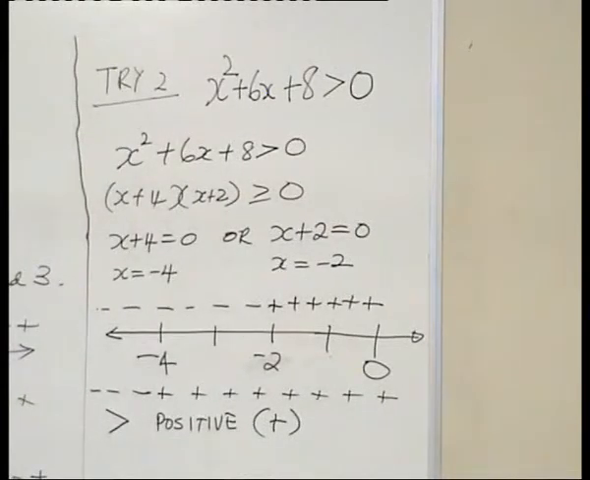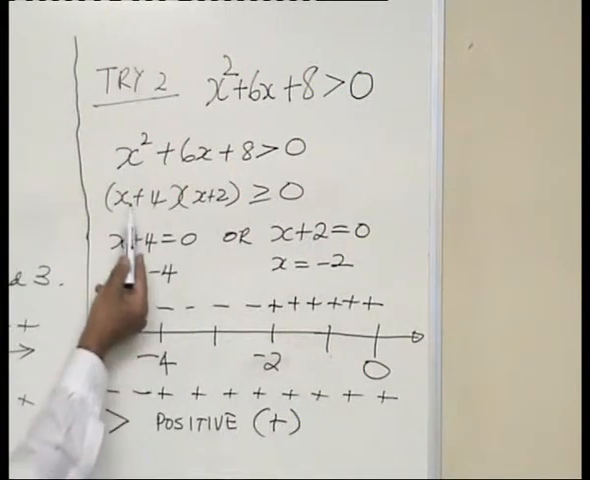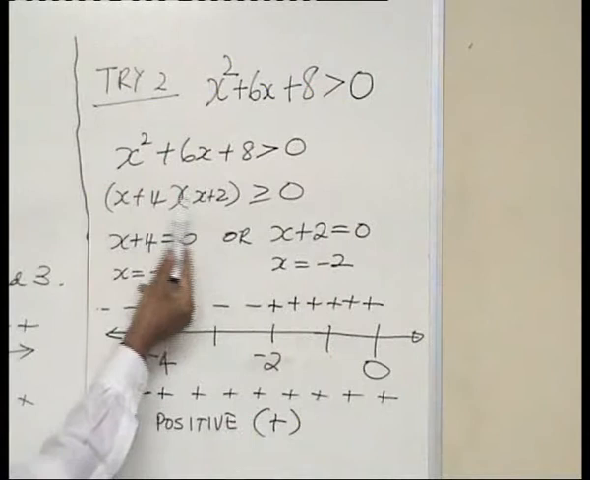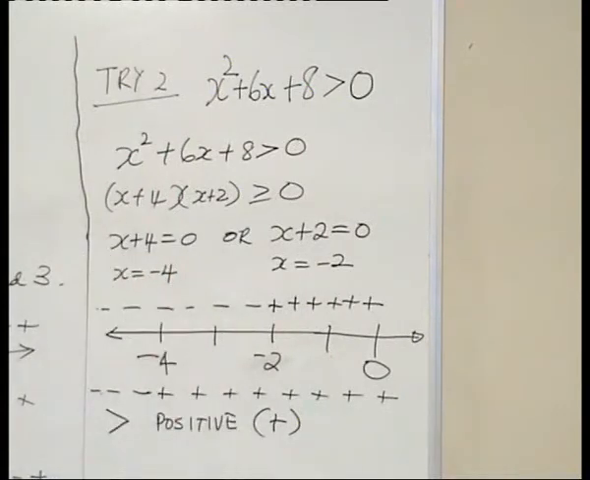So, we try. A negative times a negative. You see, when I'm saying negative times negative, I am saying that when this bracket is negative and that bracket is negative, and we multiply it, it becomes positive.